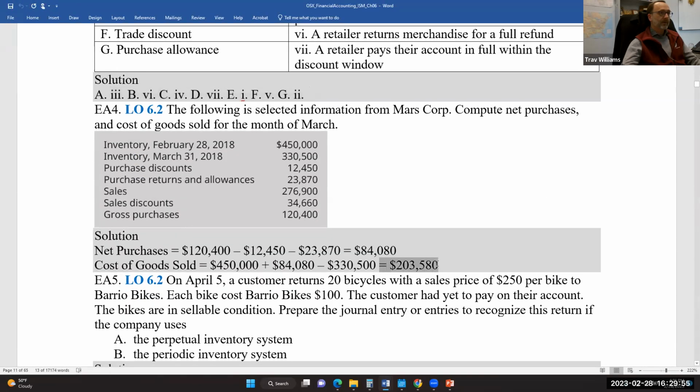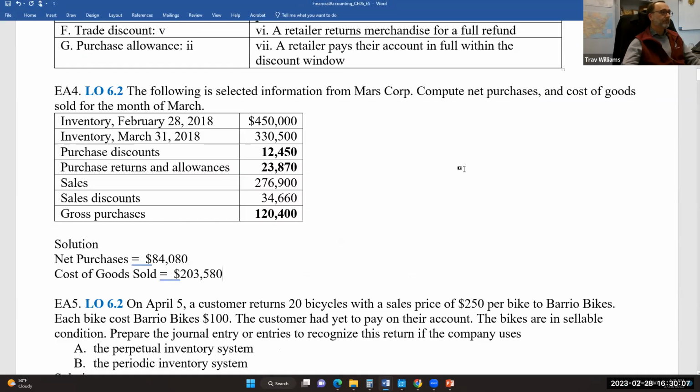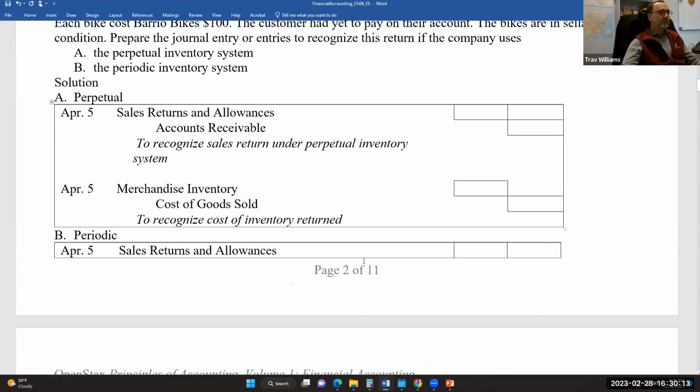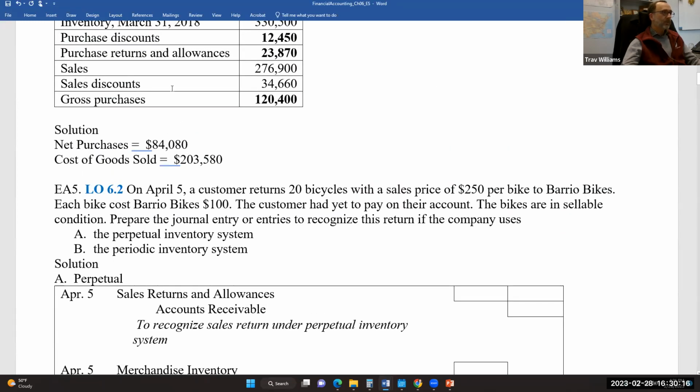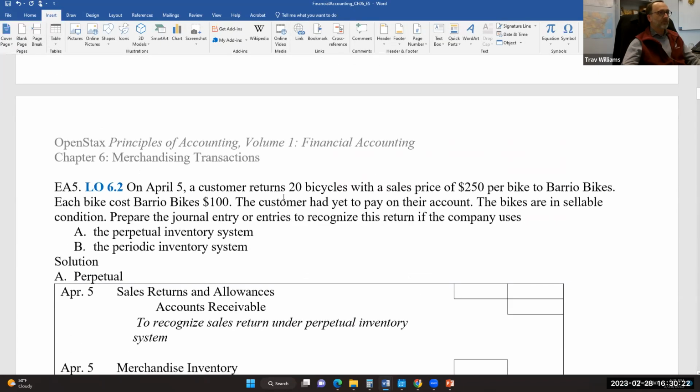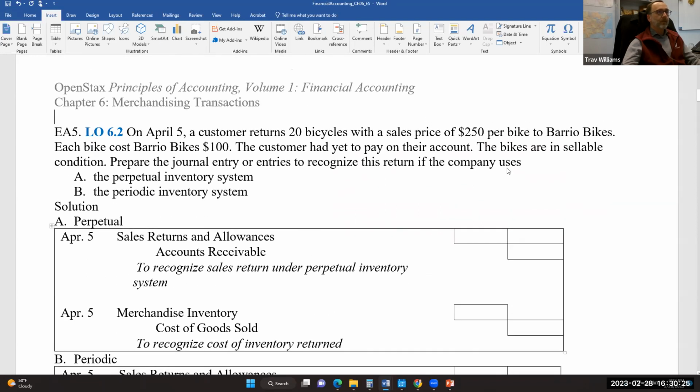Okay, you see that there. So again, it was beginning inventory plus net purchases minus ending inventory is cost of goods sold. And now we can go on to number 5, which is some journal entries. We're going to do first perpetual and then periodic for these journal entries. And really the only difference here in recording these sales is that with perpetual, we have to record the cost of goods sold. And with periodic, we don't, because we'll figure that out later.